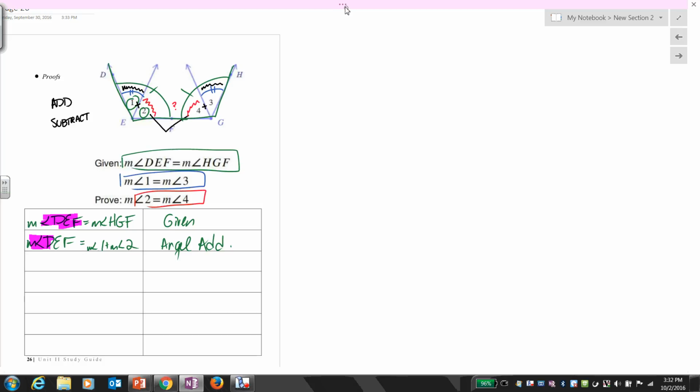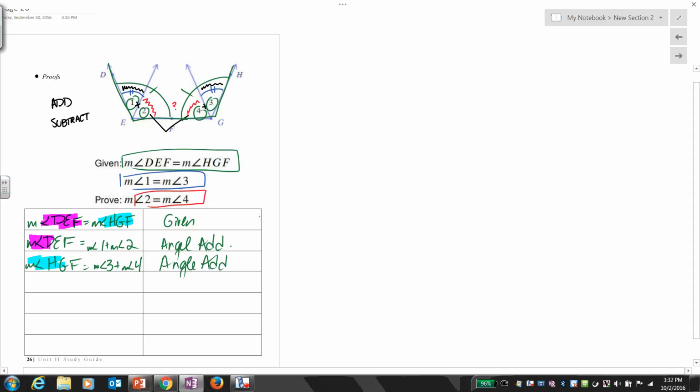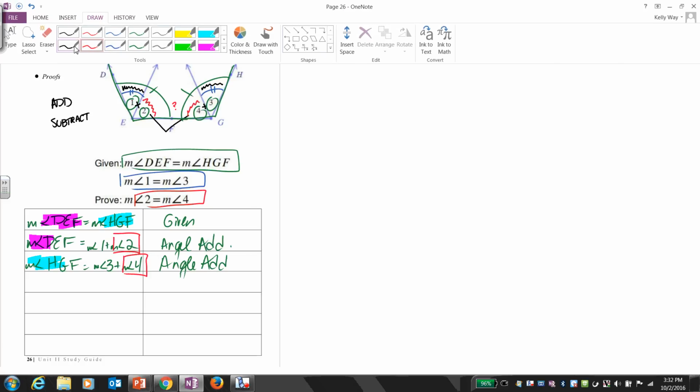And another true statement that we can make about HGF is that measure angles 3 and 4 make up those angles. That's angle addition. Now, always keep track of your targets. What are we trying to connect? We're trying to connect 2 to 4. So there's our targets, 2 to 4. Somehow we have to get those on the same line. Somehow, some way. So let's see what we could do here.